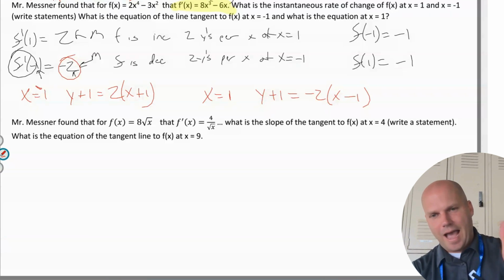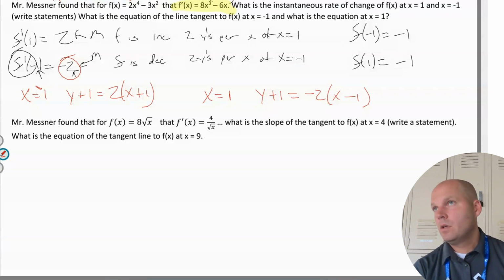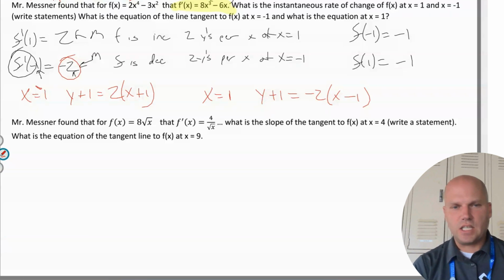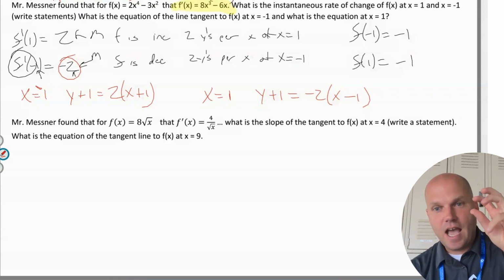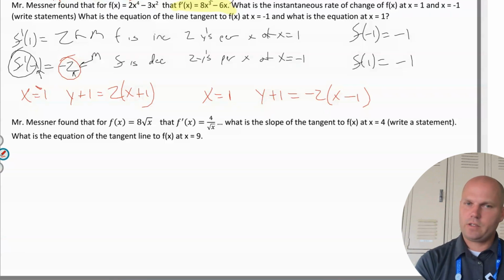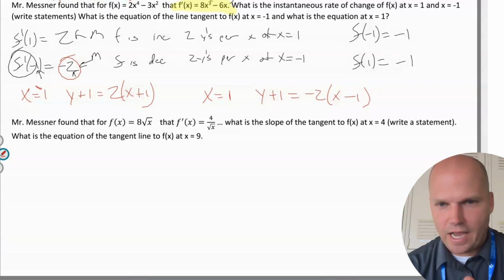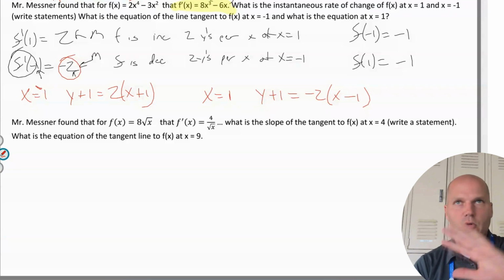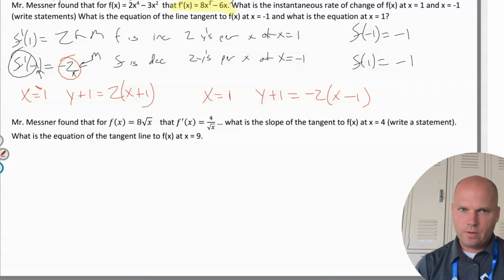Again, if you have an equation for f prime, which I'm finding for you, you just need to know how to use it. It's easy to find how quickly functions are changing. I found that for 8 square root x, the f prime equation is 4 over square root x. Now, starting next class, you're going to have to find the f prime equations. Right now, you just got to know how to use it. And again, this is the most important page of this entire homework. I'm asking, what is the slope of the tangent to f at x equals 4?